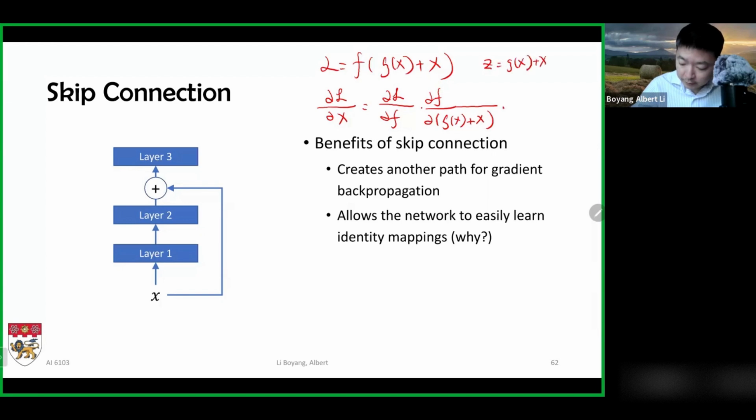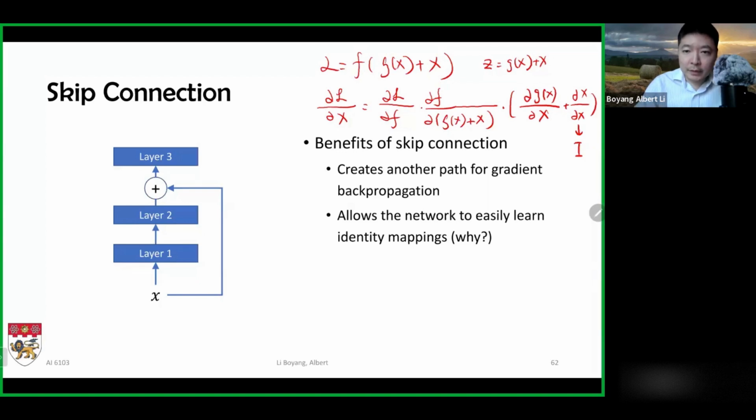And then we have differentiation of g(x) over x plus the differentiation of x with respect to x. And so this will give you the identity matrix. Okay, so if x is a scalar, it will be 1. If x is a vector, this should give you the identity matrix.